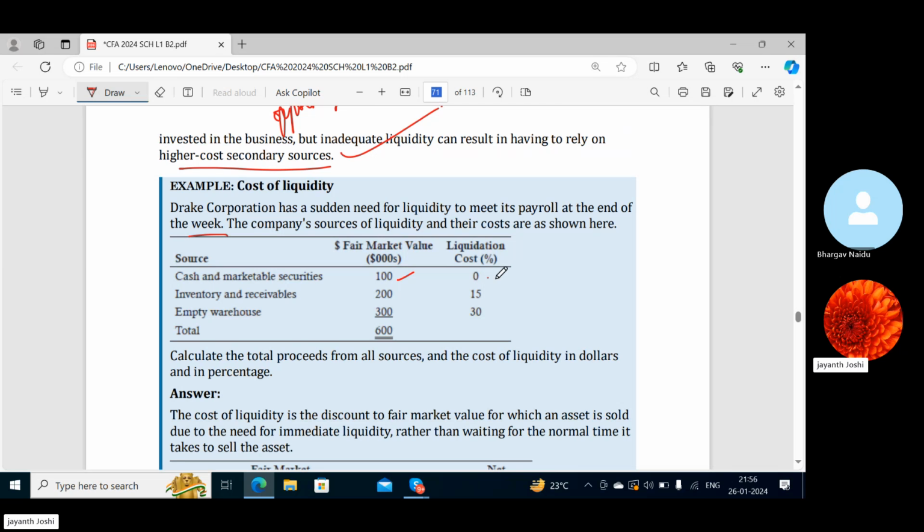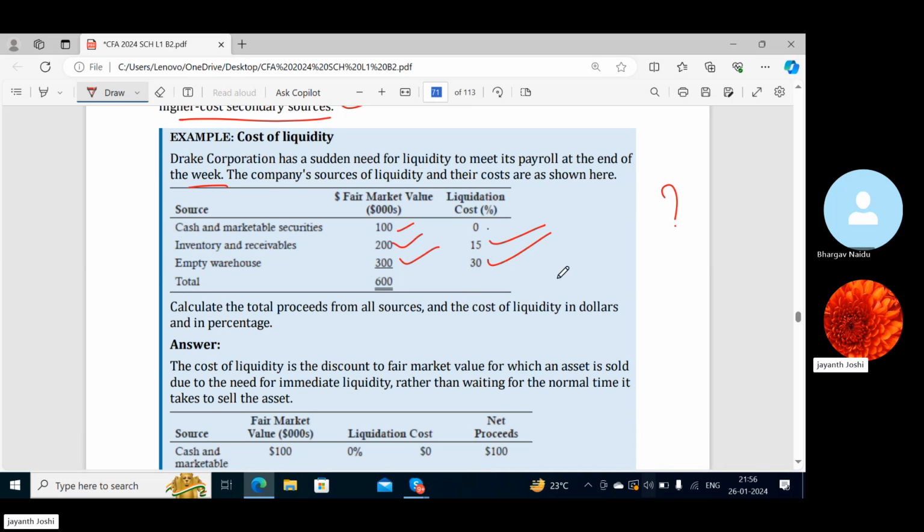Negligible cost you will be incurring. Brokers may charge very little. Inventory and receivables liquidation cost is 15% because collection will take time, and selling that inventory in the market at a lower cost can cost you. An empty warehouse you have to sell, and the liquidation cost can be very high, because when you want to sell, the bargaining power of the customer may be high and your bargaining power may be less. Correct or wrong? Correct. So bargaining power, if it is on our side, we may always benefit.